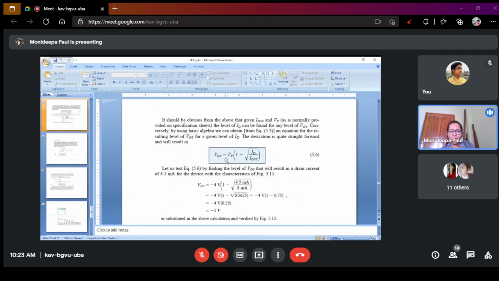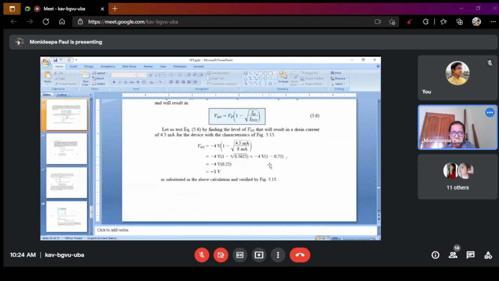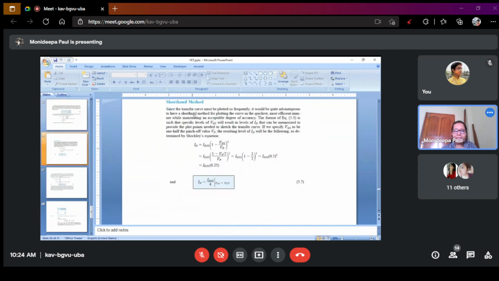And if you simplify this equation, that is 5.3, then you get this equation: VGS is equal to VP into 1 minus root over ID by IDSS. This is the shorthand method. If we draw the characteristics curve or transfer curve, this is the shorthand method.